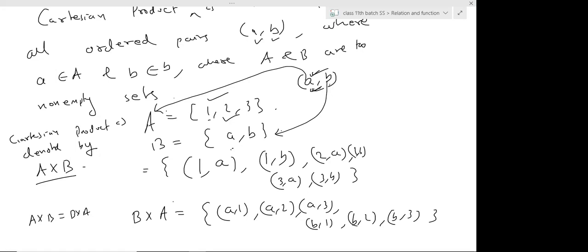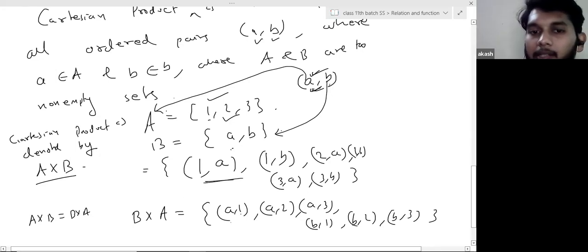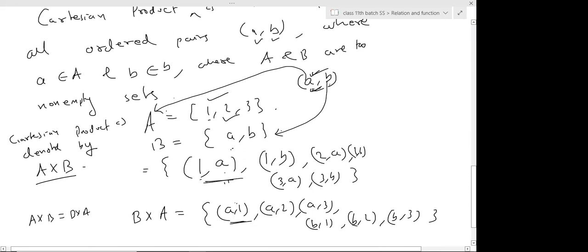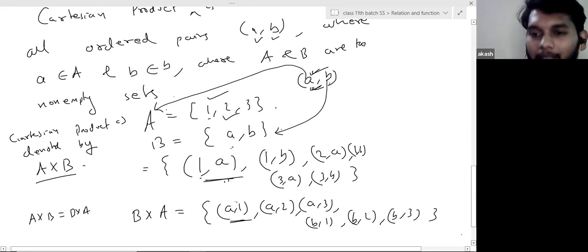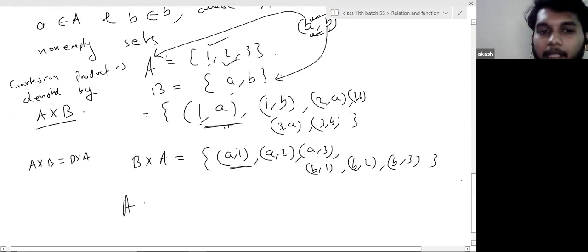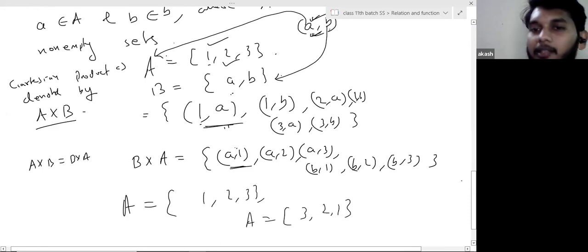No, right? Because as we see, these ordered pairs are not equal. The order matters here. But sir, in the last chapter it was written that order doesn't matter. When did I say order does not matter? All right, I got your point. What I'm saying is, if I write A = {1, 2, 3} and A = {3, 2, 1}, the order doesn't matter. Here this set and this set are equal.